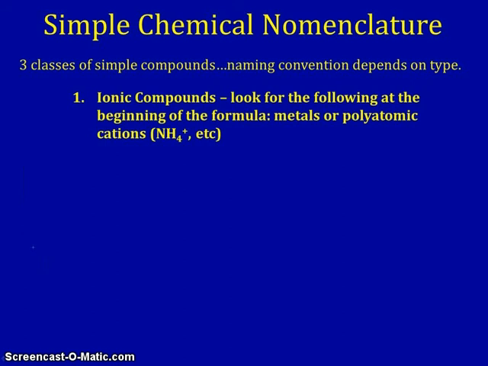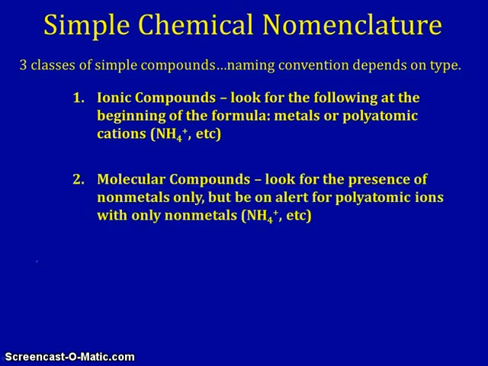The first type is ionic compounds, and how we're going to know ionic compounds is we're going to look for the beginning of the formula to have a metal or a polyatomic cation. This would be something like NH4, ammonium for example. There are several others, but ammonium is going to be the only one that you see in high frequency.